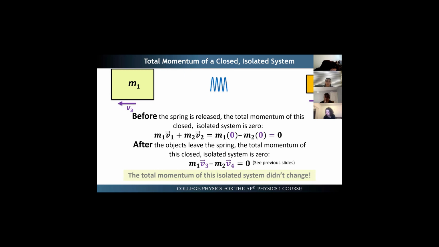Any questions about that idea? Would it be mv plus mv equals 0, and then the fact that it's a vector would make the second one negative? Correct, yeah. So here they're just writing it as if this one is a negative vector because of its direction. Yep. So you can do it as plus a negative or subtraction, whichever makes better sense to you.